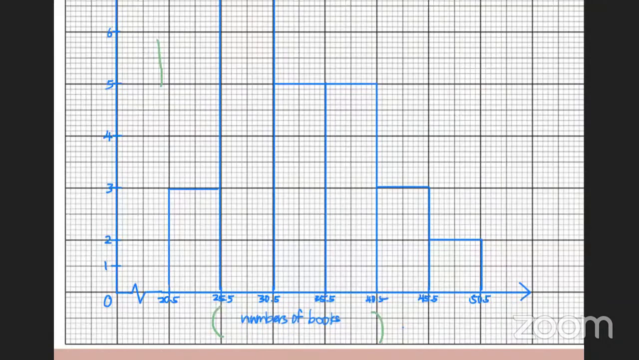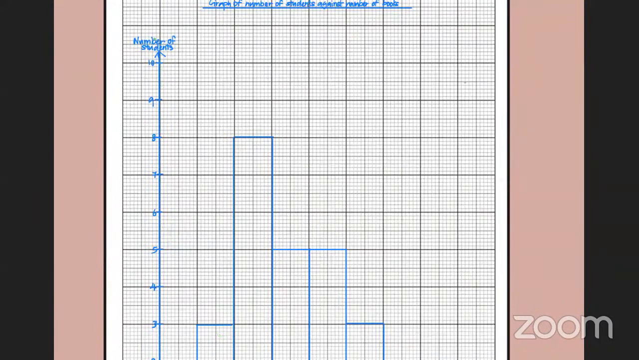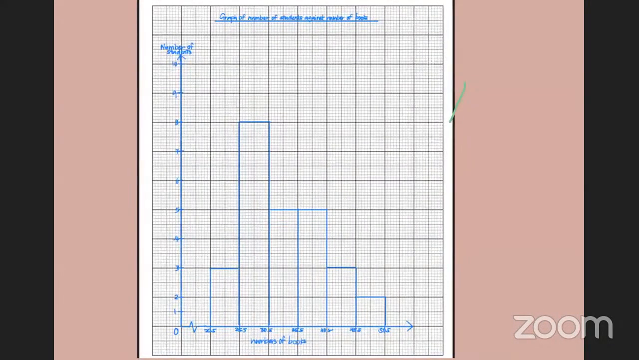x-axis and, okay, it's very important to write the y-axis and the x-axis and plot the graph correctly. And the most important thing is to remember to write the title of the graph. Some teachers will deduct your marks if you didn't write the title. So yeah, please remember.